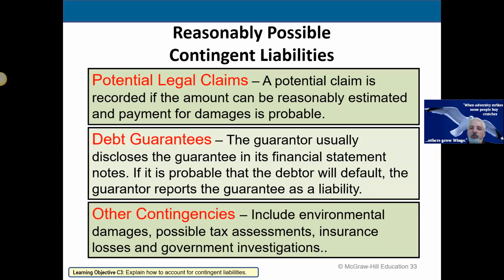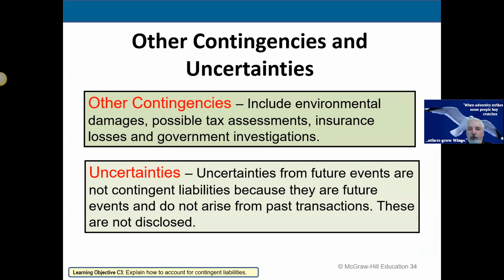And there's potential legal claims, debt guarantees. This is where Enron was doing a whole bunch of debt guarantees and was not disclosing them. And that's when they got caught, and that was when the waterfall started flowing in and they were collapsing in a big way. Other contingencies: environmental damage, tax assessments, insurance losses, government investigations. State auditors come in and they catch you for sales and use tax. If you bought stuff from out of state, you didn't pay sales tax on it. Well, you're supposed to pay what's called a use tax on that stuff. And if it's big enough, they will go after you to collect it. I bumped into one of those situations once before, personally.